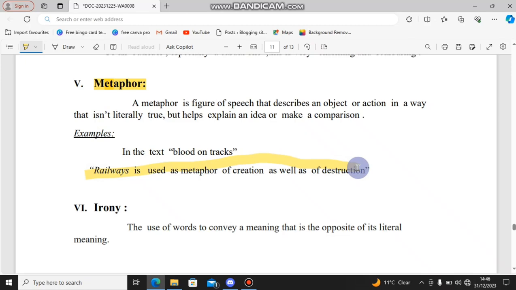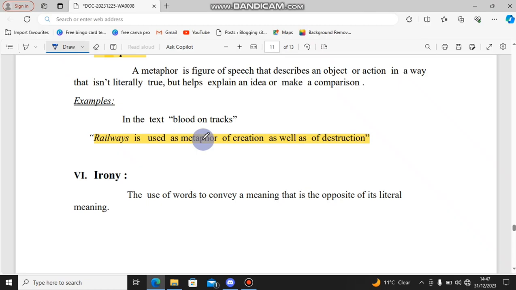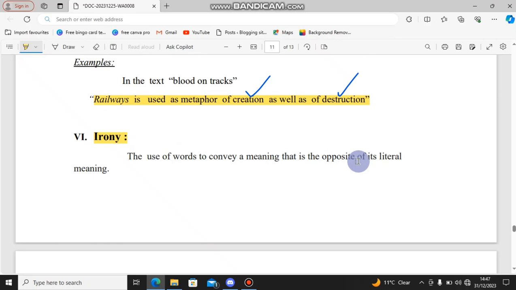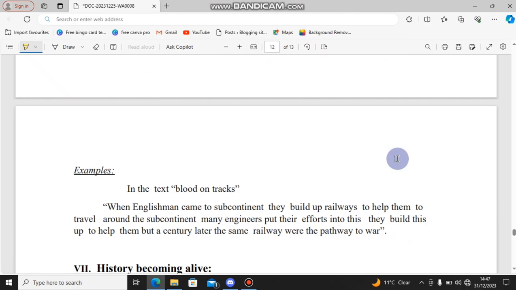Next one is irony. The use of words to convey a meaning that is the opposite of its literal meaning. So an example from the text is, when Englishmen came to the subcontinent, they built railways to help them travel around the subcontinent. Many engineers put their efforts into this. They built this to help them. But a century later, the same railways were the pathway to war. So this is an example of irony, that they created railway stations to help, but the same railway stations became the pathway to war.